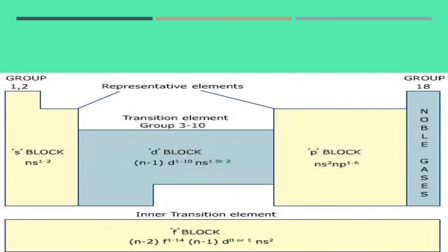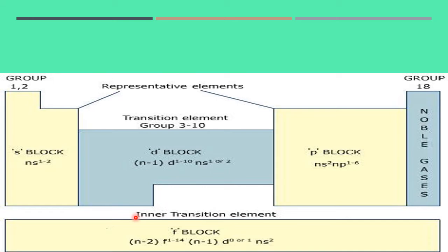Now please see the outlook. What is today's topic? Block wise discussion: s block, p block, d block and the f block. S block is at the extreme left, p block at the extreme right, and in between s and p is the d block. The f block is actually placed here only due to the shortage of space; it is written here for the time being. That means s block, p block, d block, and f block. So this is the classification of the elements block wise.